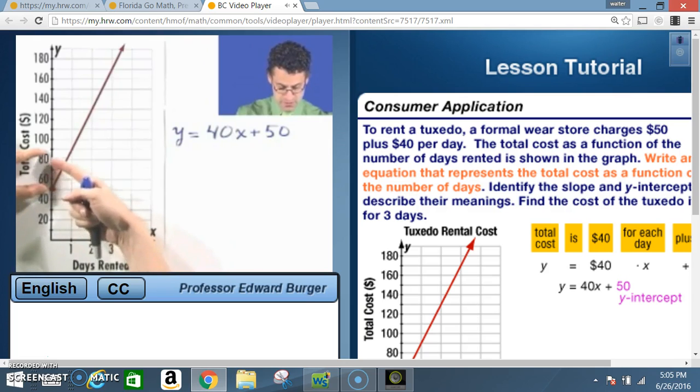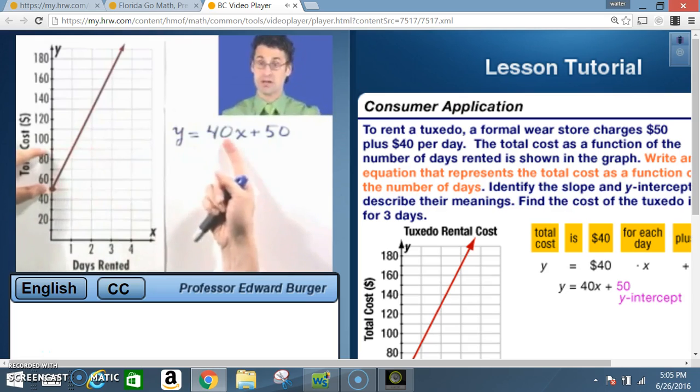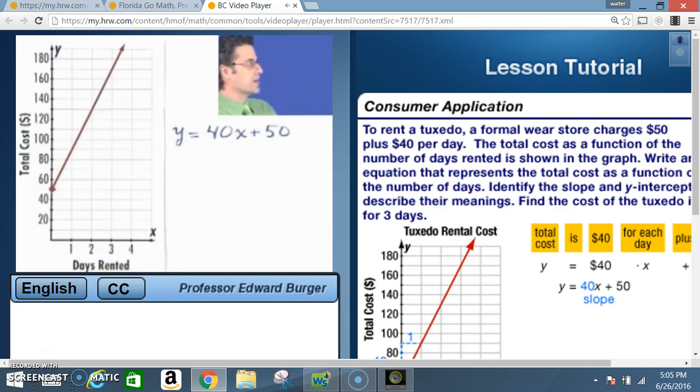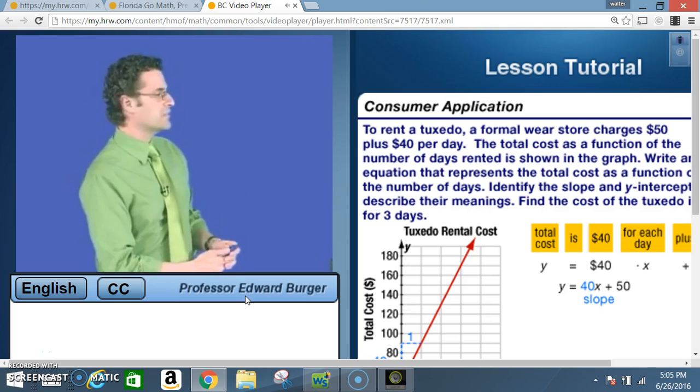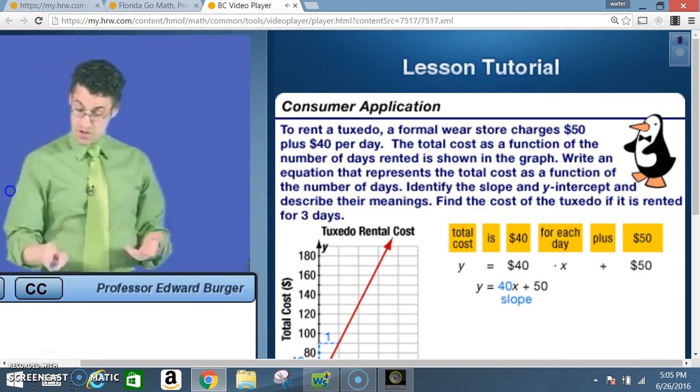Right? Because 1, 2, 3, 4, and that's 1 day. So 40 over 1, that's 40. So anyway, that's the first thing. Write an equation. So there's the equation. Identify the slope and the y-intercept. So the slope, we just did that.